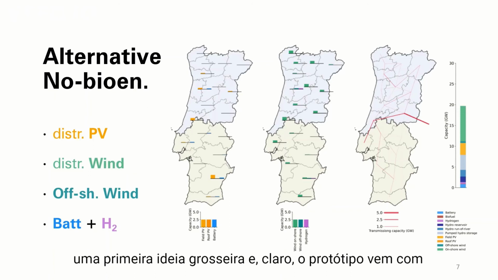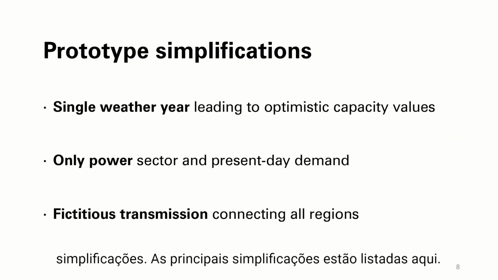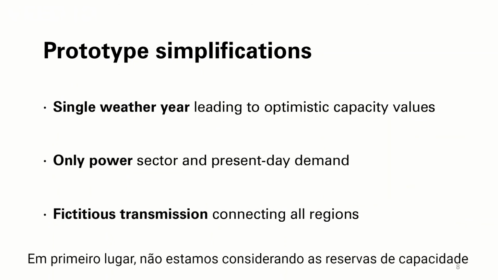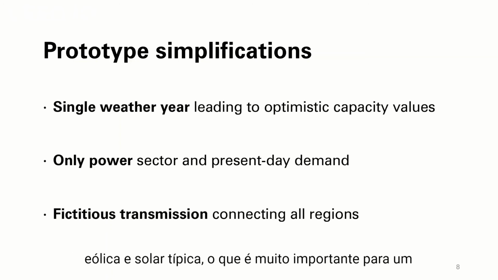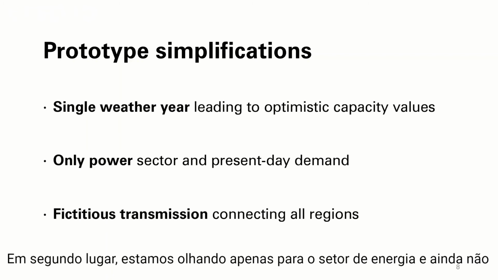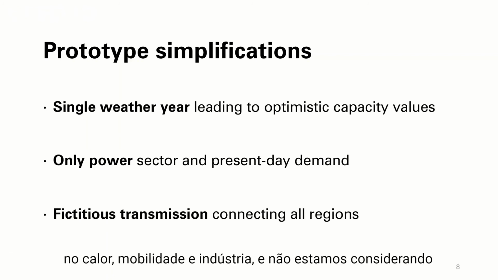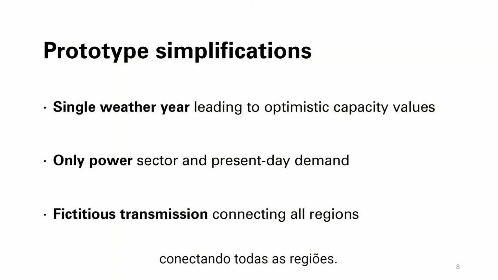And of course, a prototype comes with simplifications. The main simplifications are listed here. So first of all, we're not considering capacity reserves for weather conditions in which we might have less than typical wind and solar generation, which is quite important for a highly renewable energy system. Second, we are only looking at the power sector and not yet at heat, mobility and industry. And we are not considering realistic transmission lines, but only fictitious ones connecting all regions.